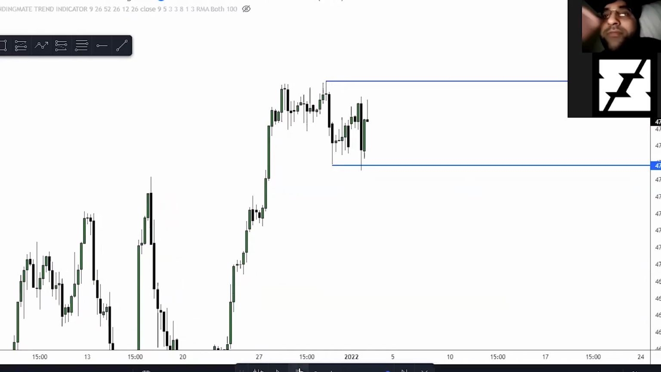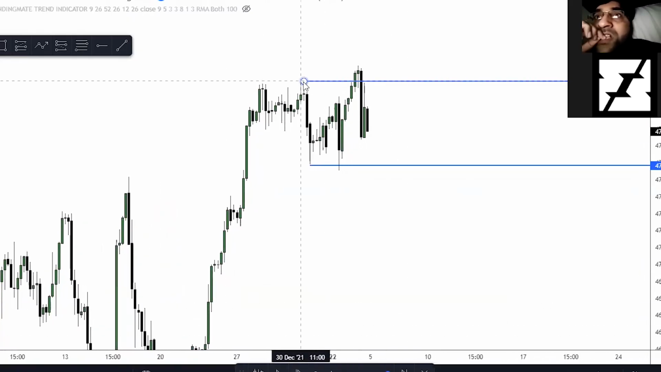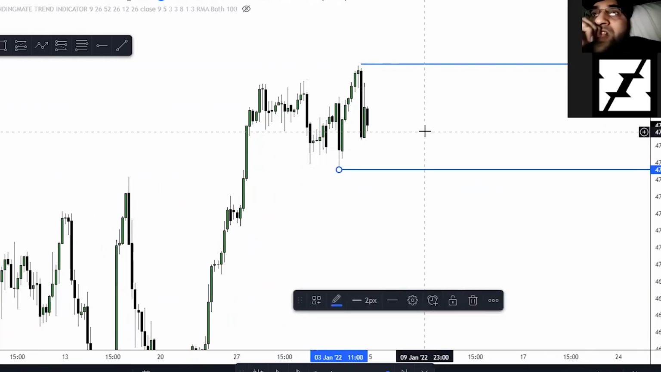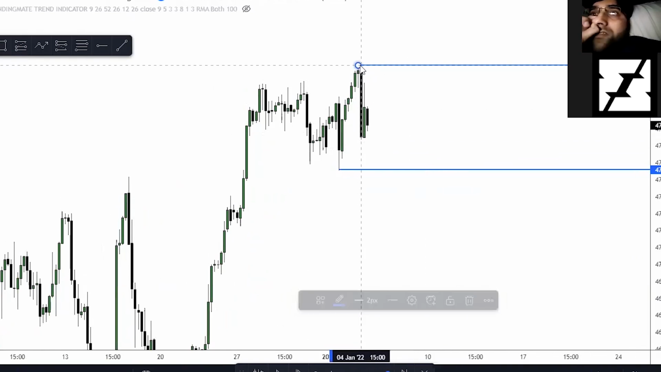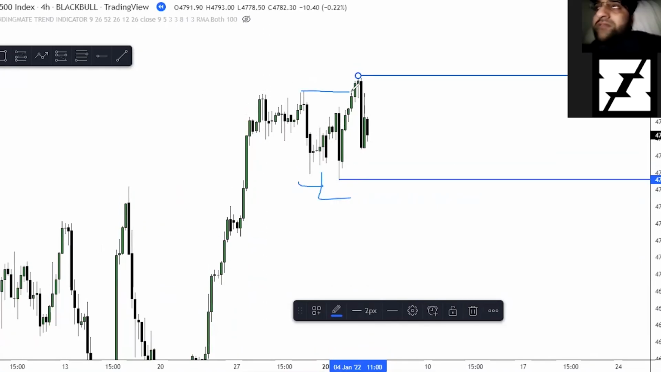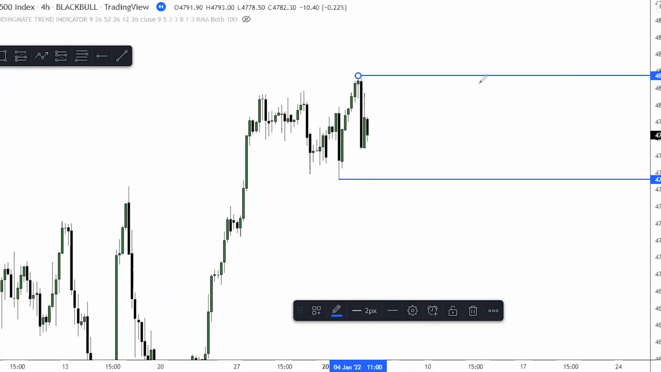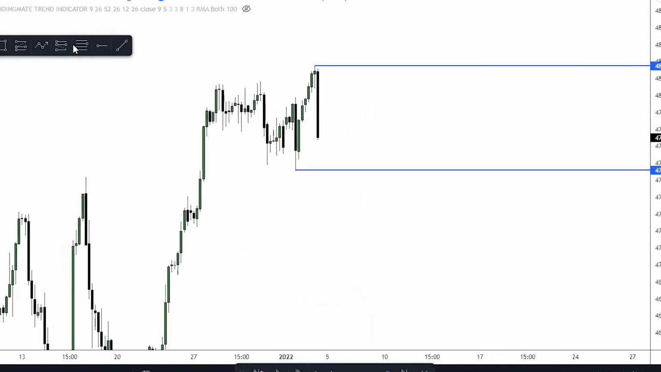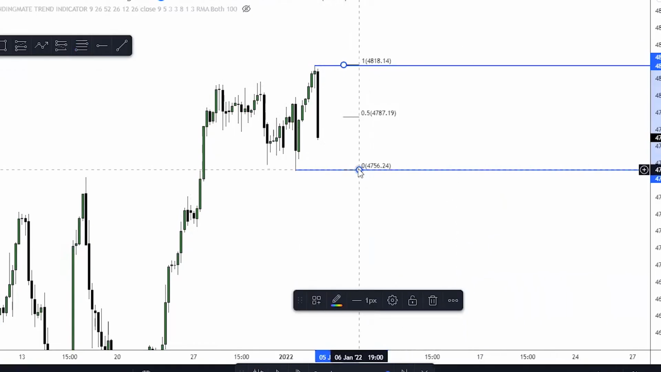So let's see. Not yet. Impulsive break. For me, let me see. For me, this move here is called a liquidity move. So if I get an impulsive break like this, most likely I will be looking for long already. And as you can see here, the price came back to the discount area, so we can look for a long now.